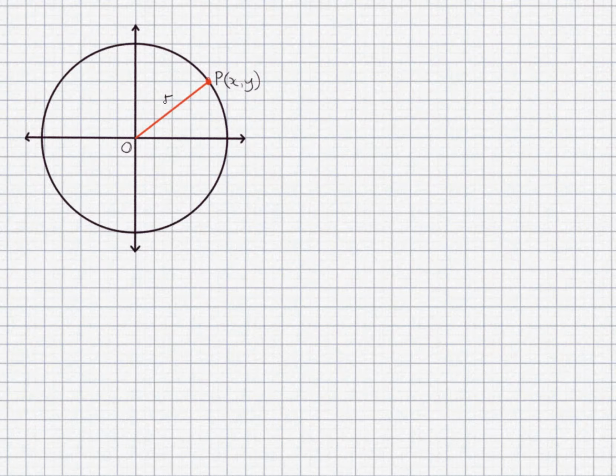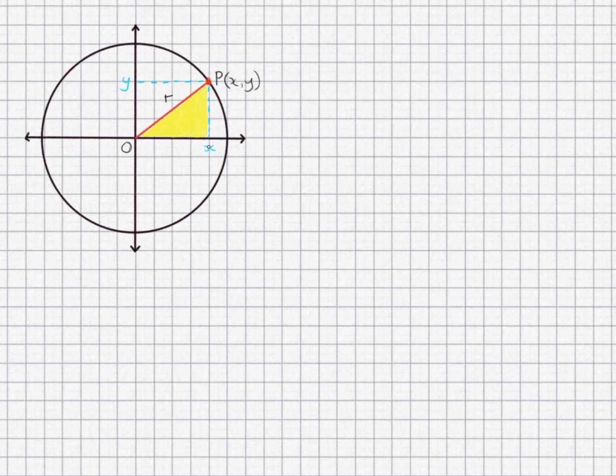Because we know that the coordinates of P are x and y, we can drop a vertical line down to the x-axis, to this point x, and a horizontal line across to the y-axis, to this point y. Now we can see that there are some right-angled triangles that have been formed. Let's look at this one in particular. The base of this yellow triangle has length x, and the height of this triangle is y.